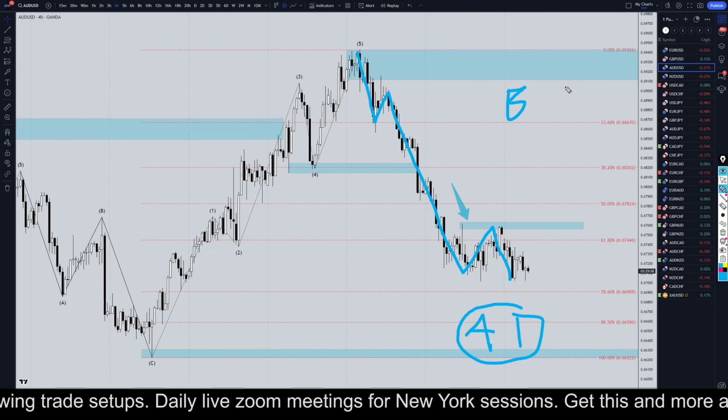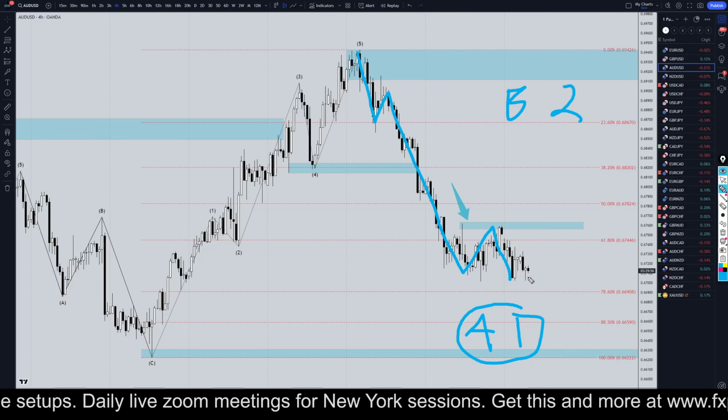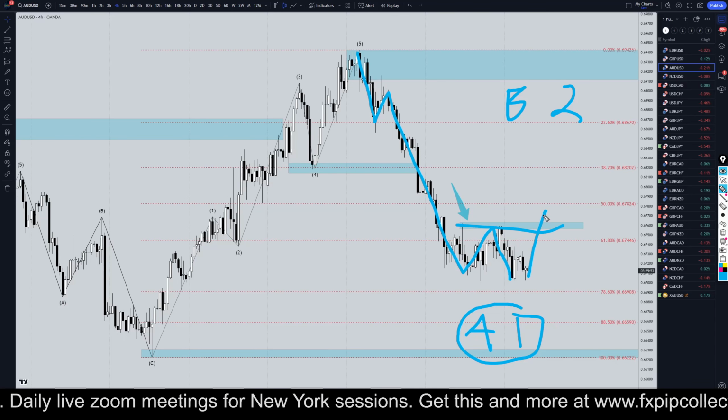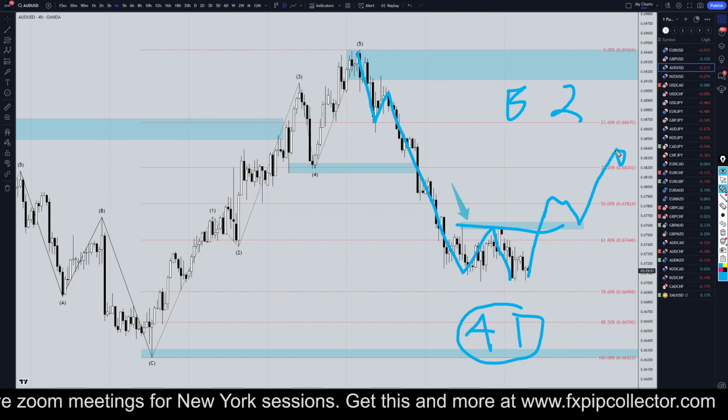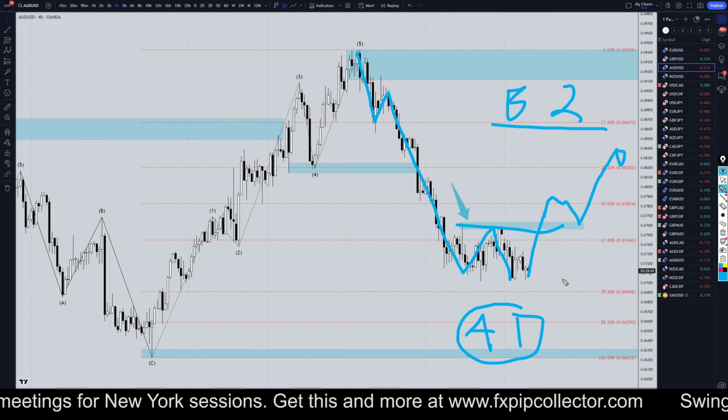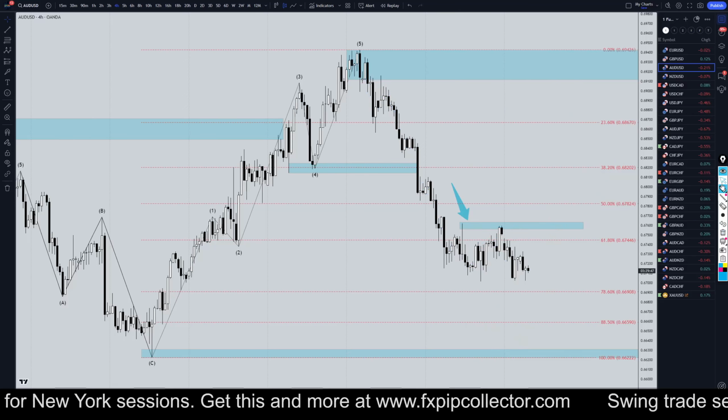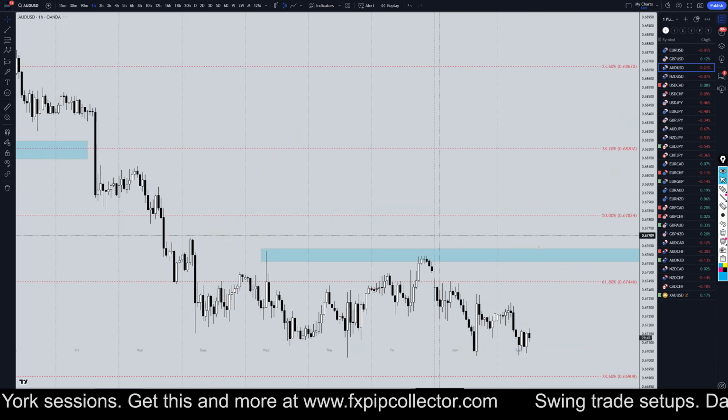Trading strategy is exactly the same for a B or a 2. When it finally does break to the upside, that's when we'll know that we're likely in a correction to this move down, either a wave B or a wave 2. So taking it down to the 1 hour time frame.